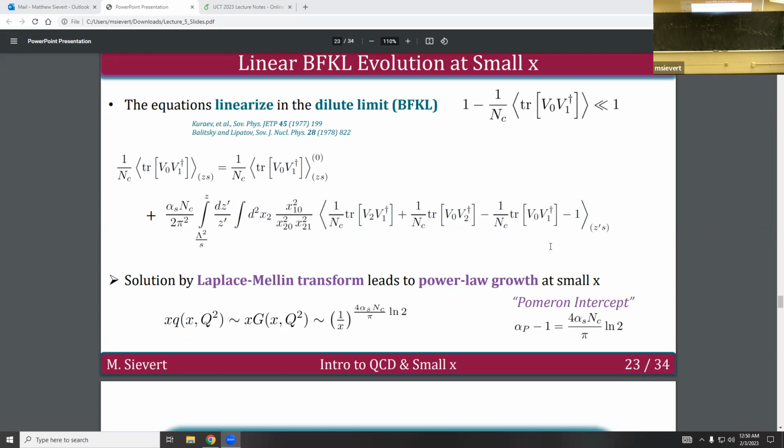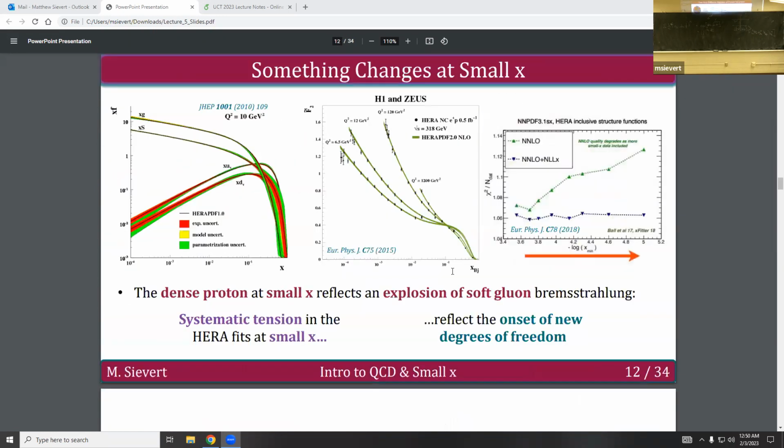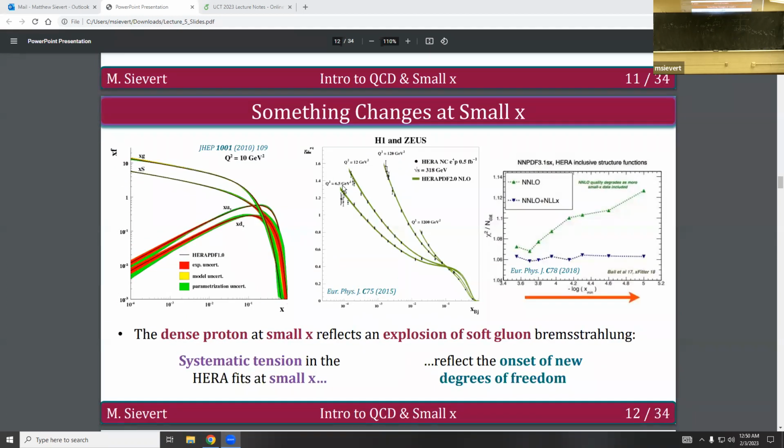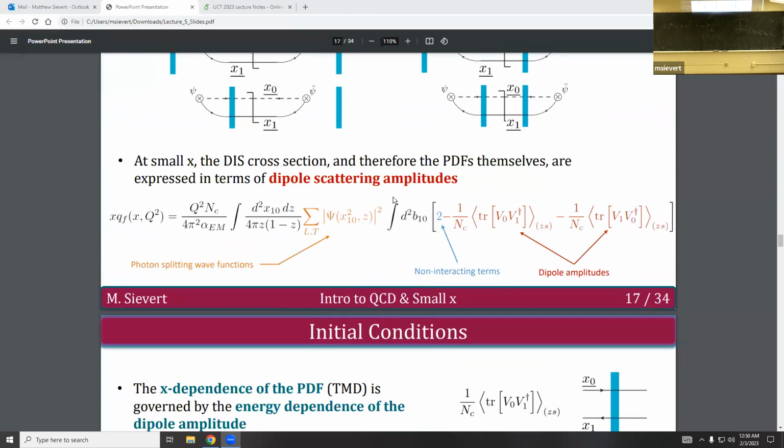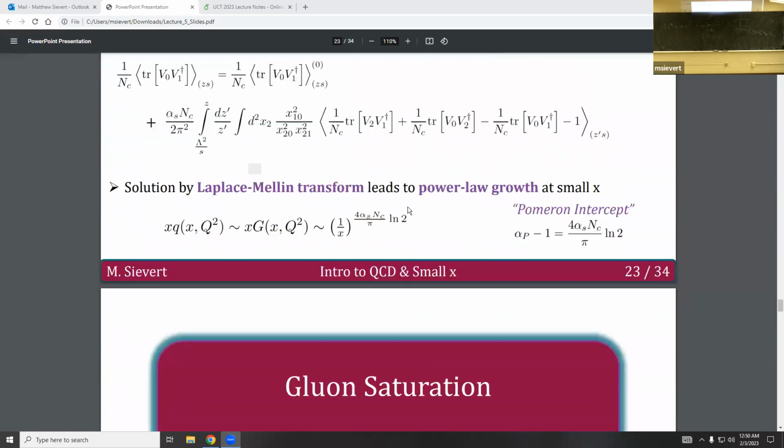But qualitatively, this should make perfect sense. This is exactly the behavior that we anticipated here, the explosion of the gluon density at small x coming from leading log effects. And that's exactly what comes out of solving the BFKL equation.